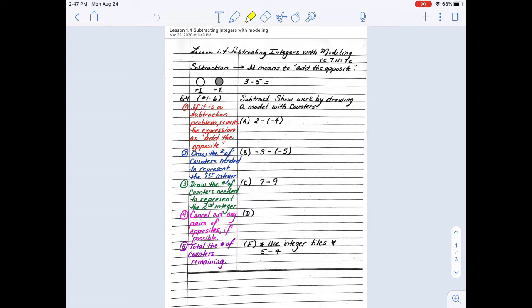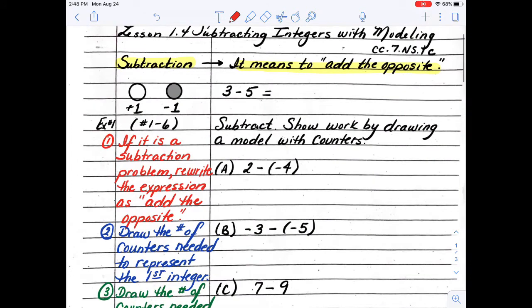But what I want to let you know is subtraction actually means to add the opposite. Subtracting is just adding the opposite. So we can actually change any subtraction problem to an addition problem. So when I look at this one right here, 3 minus 5, I know that that subtraction sign actually means to add. I'm going to change it to adding, and I'm going to change that next number to the right of it to its opposite.